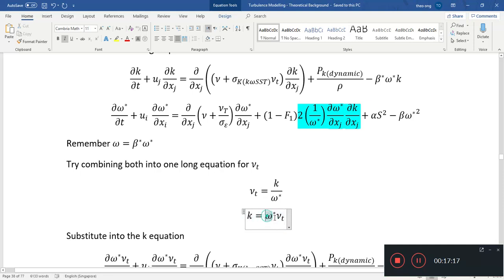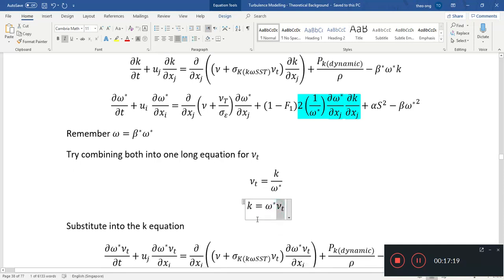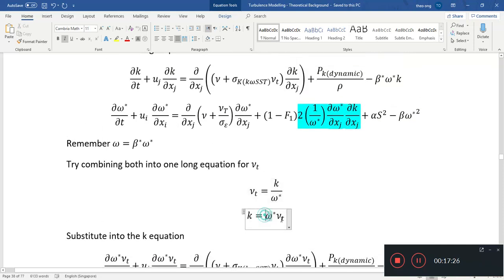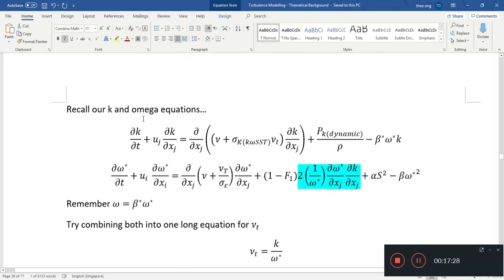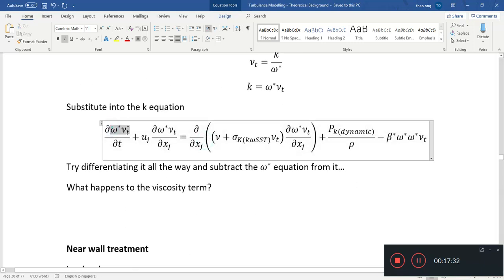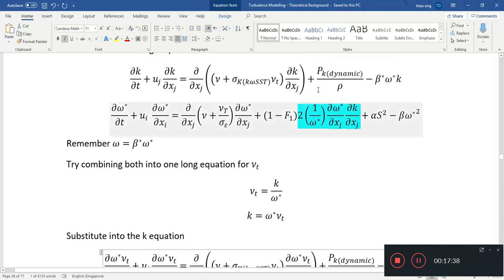So at least we have an omega star term and a nu t term here. So now nu t can be put into a transport equation. What I did here is just substitute these terms into the k equation, right? And then I'll get this. So this is k, this is k, this is k, and this is k. So that's where I substituted.